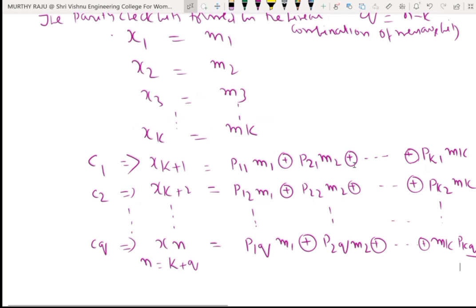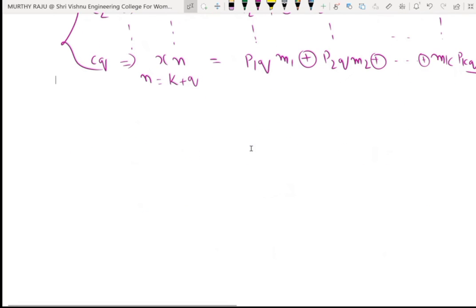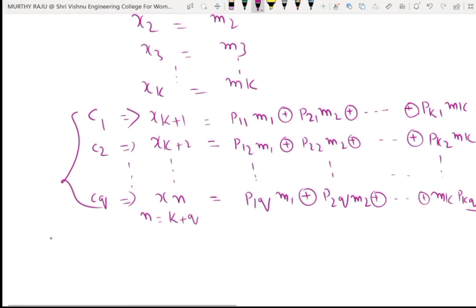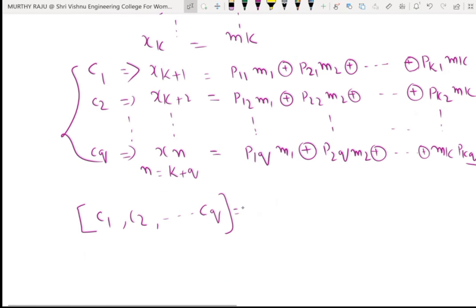Okay. Convert this into a C vector, the parity check vector: C1, C2, and so on, CQ is equal to the message vector M1, M2, and so on, MK, multiplied by some matrix. The order of the matrix is K cross Q.